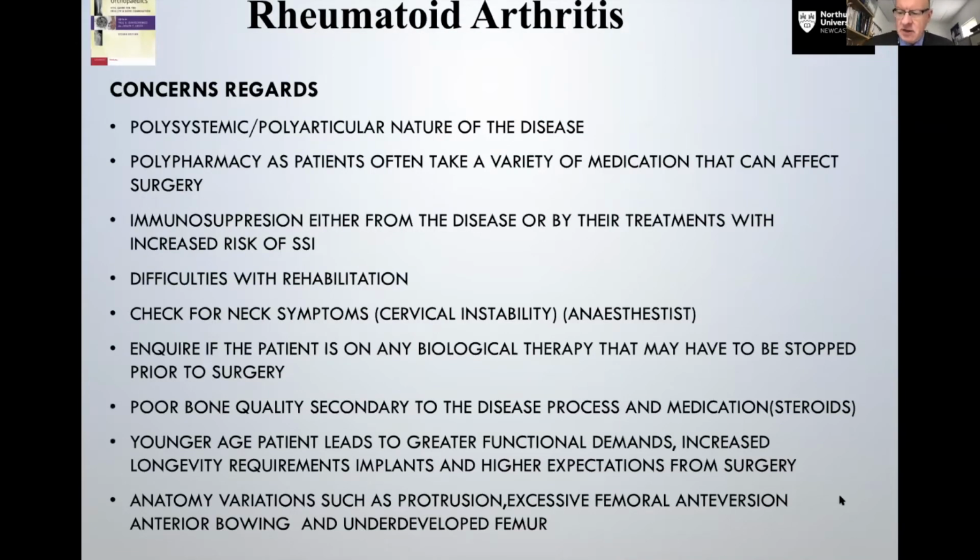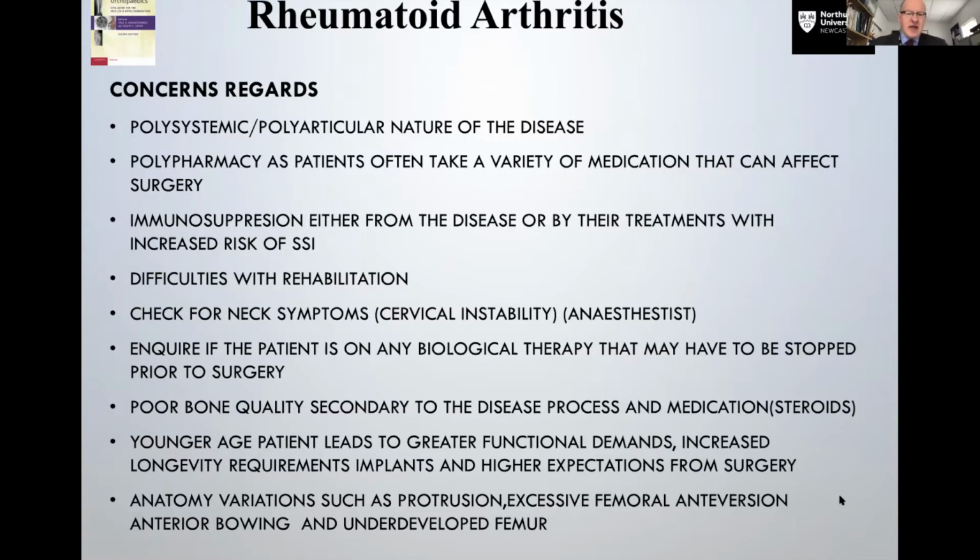My concerns as an orthopedic surgeon regarding rheumatoid arthritis are the polysystemic, polyarticular nature of the disease, polypharmacy, as patients often take a variety of medication that can affect surgery, the immunosuppression that's present, either from the disease itself or by their treatments with medication, which increase the risk of surgical site infection, and difficulties with rehabilitation.